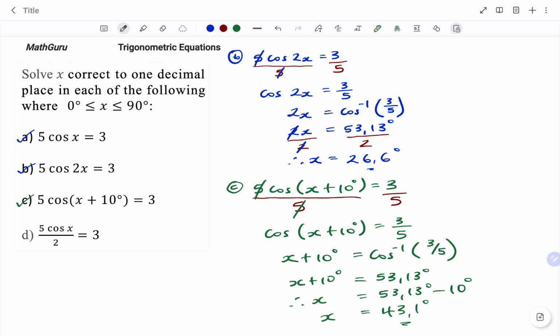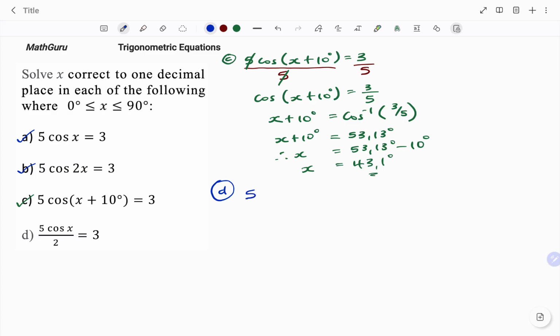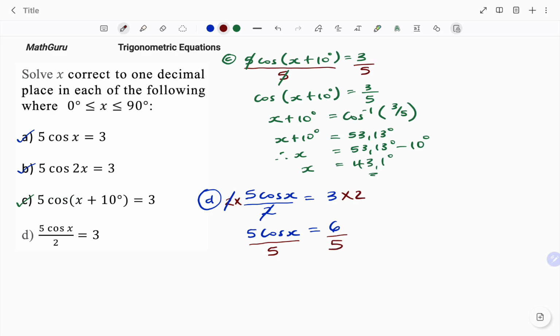The last but not the least example, I have 5 cos x divided by 2 equals 3. The first step, I'm going to get rid of my 2 by multiplying both sides by 2. So if I have times 2 on my left and times 2 on my right, I have 2 into 1. I'm left with 5 cos x equals 3 times 2, which is 6. The next step is to divide both sides by 5 as shown. I have 5 and 5, 1. I'm left with cos x equals 6 over 5.